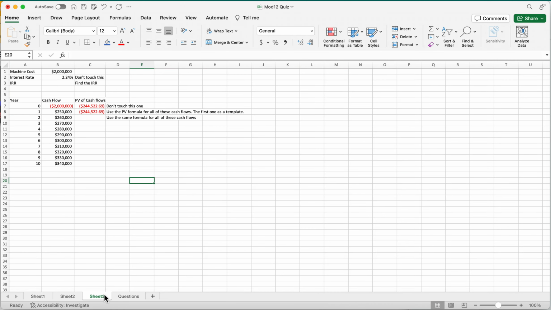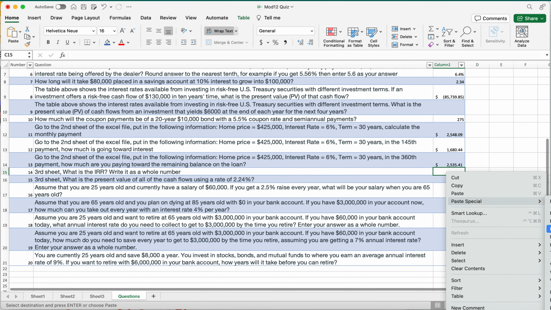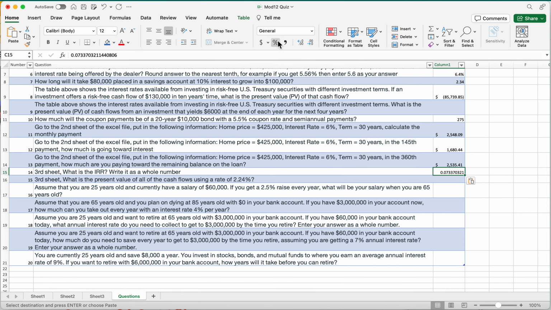So we're gonna go to the third sheet. Here's how you find the IRR. It's really easy. Go here, hit equals, type in IRR, and then you can do open parenthesis or you can hit tab. It's going to ask you for the values. All you're going to do is highlight these numbers right here and hit enter. Should be 7.34%. That was that easy. What this one's telling you is basically the interest rate that you're earning on that investment. Okay? So that's all that means.